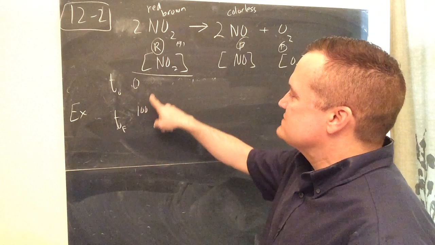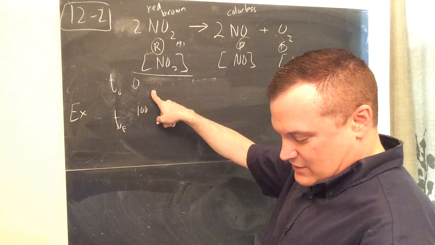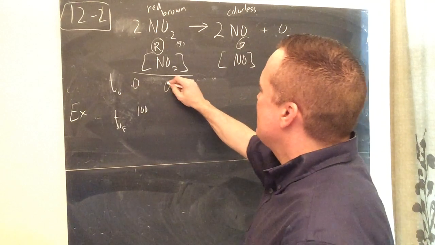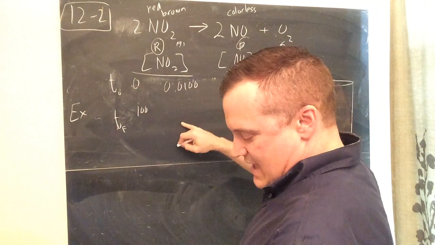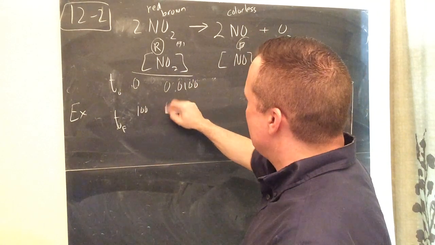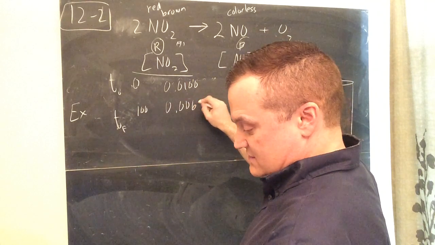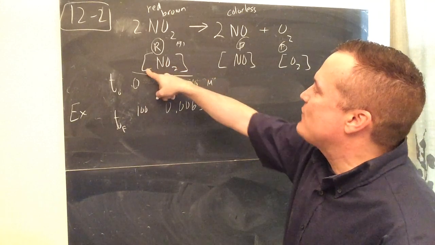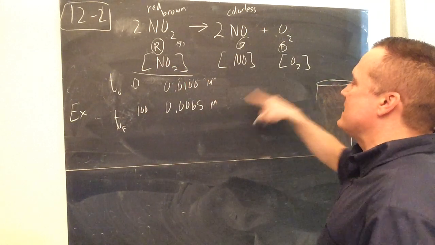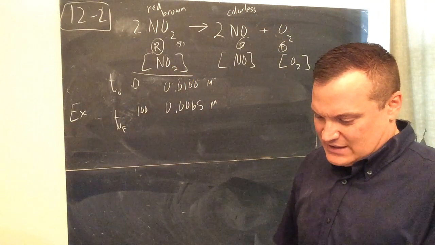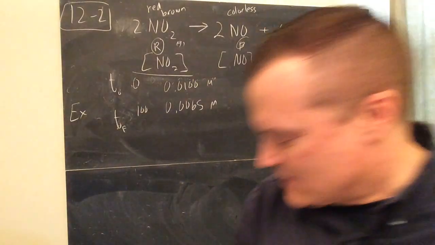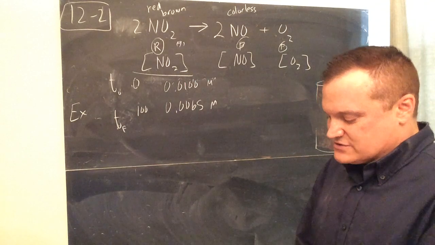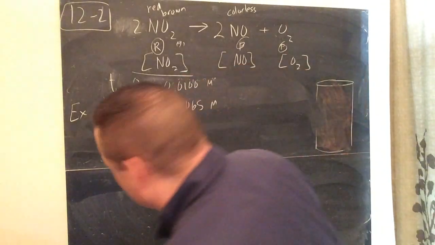Okay, at 0 seconds, the NO2 molarity was 0.0100. But at 100 seconds, it was 0.0065. Now, that's both molarity. When you see the brackets, that means molar, whether they say it or not. They ought to tell you, though. And it does tell you at the top above there, real small, right above the NO2: concentrations are in mole per liter, mole over liter.